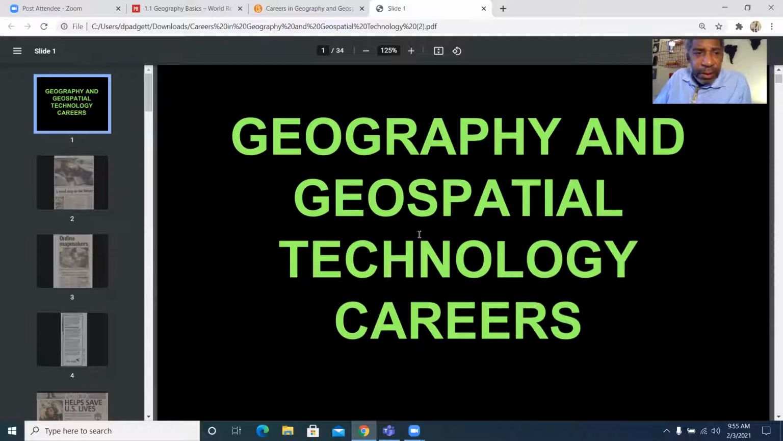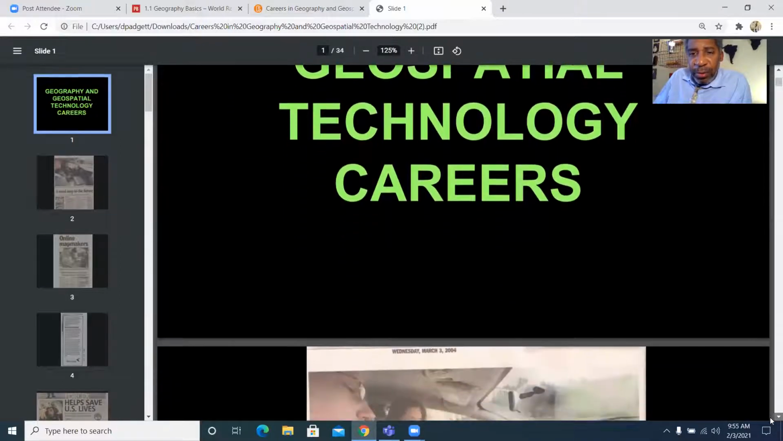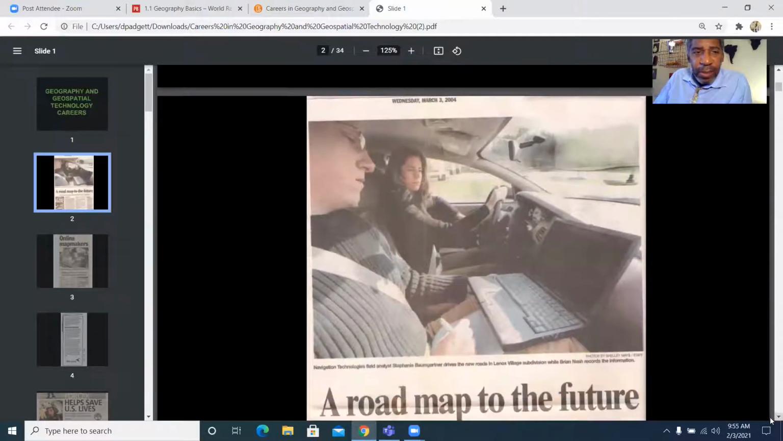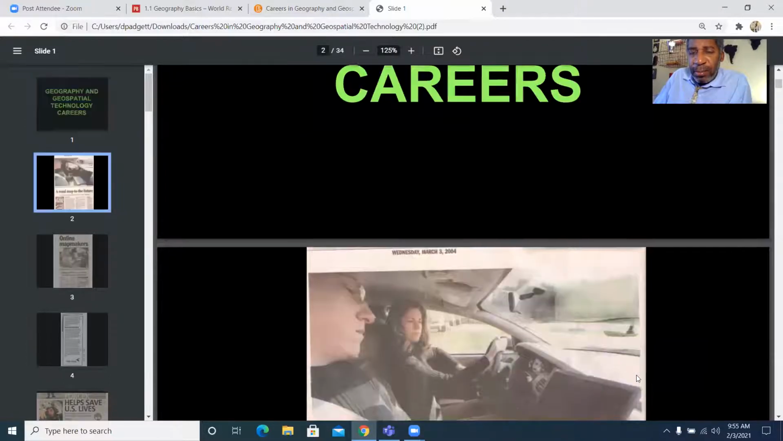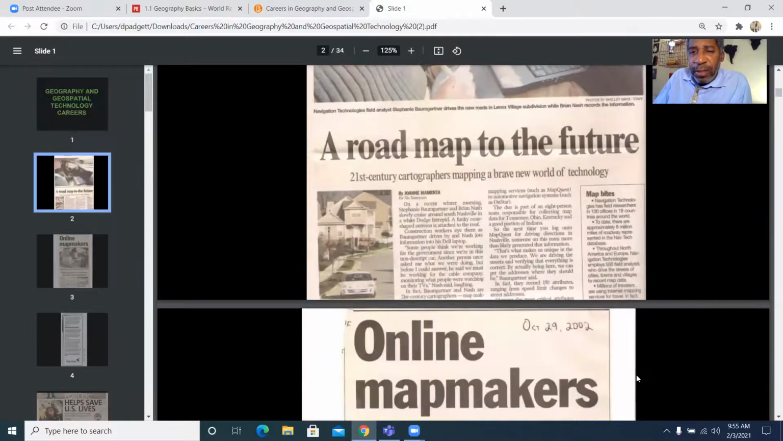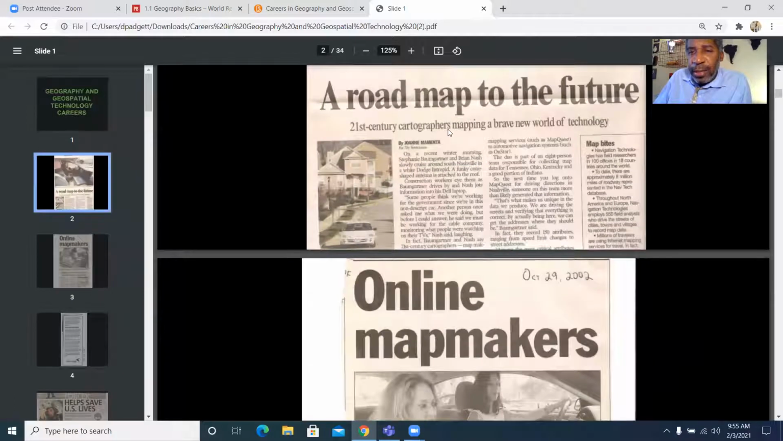But first, let me just review what we covered last time. We described how cartography is now a much more high-tech venture. Cartography used to be done with pen and ink. Now it's all digital and very high-tech.